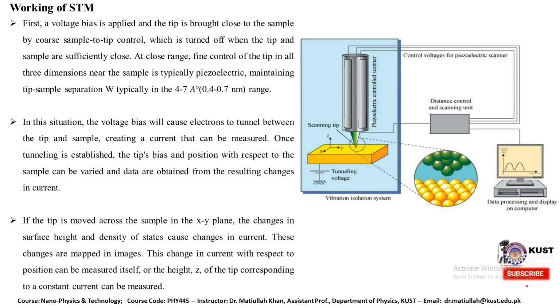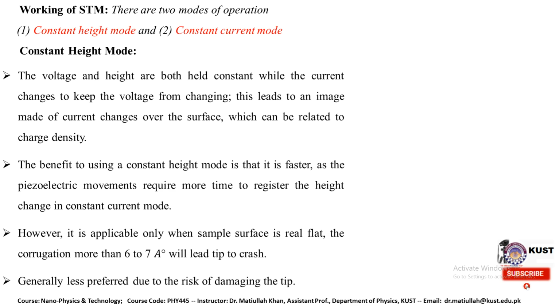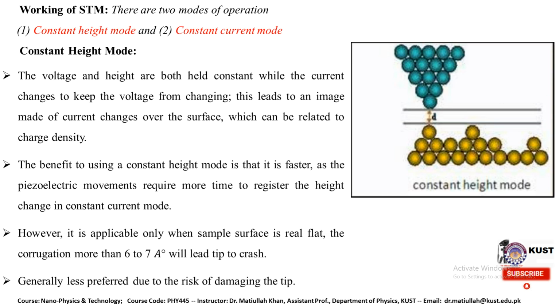So we have two different modes of working of the STM. One is the constant height mode, I mean we keep a constant height between the sample and the tip, and the other is the constant current mode. We need to elaborate both of these modes of the STM in detail. The first one is the constant height mode. So this is the height or the distance that is represented by d between the tip, this is the tip, and the sample.